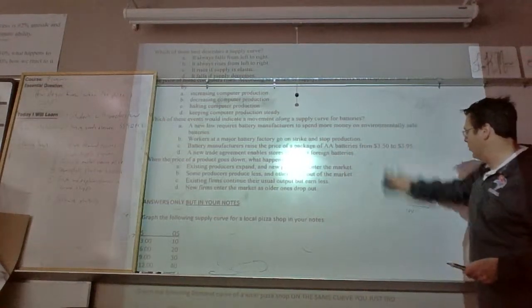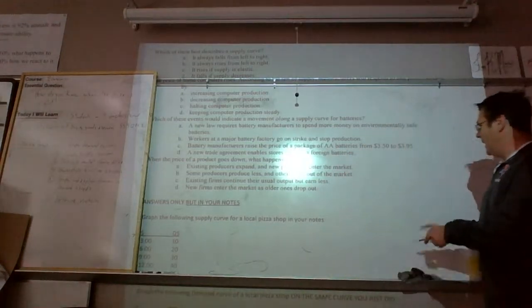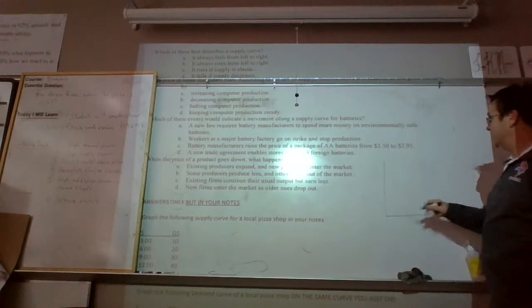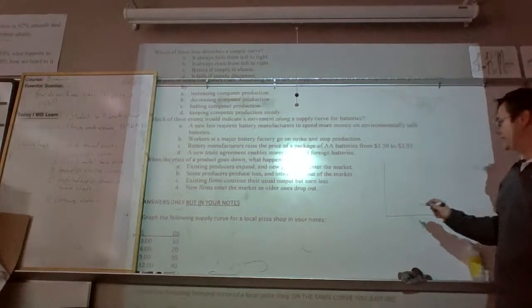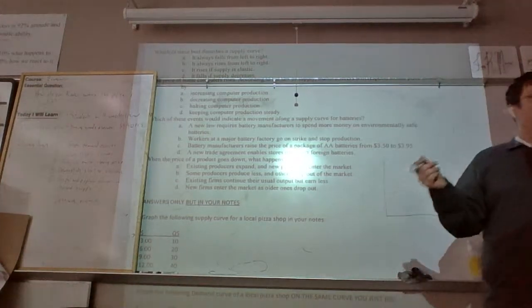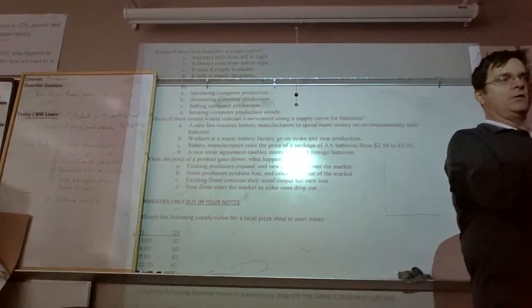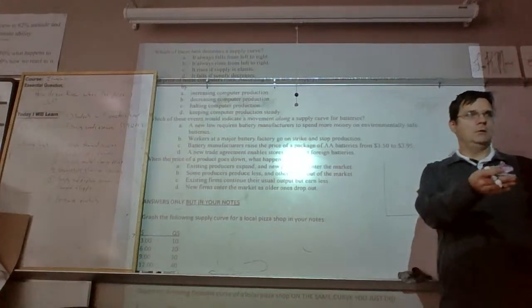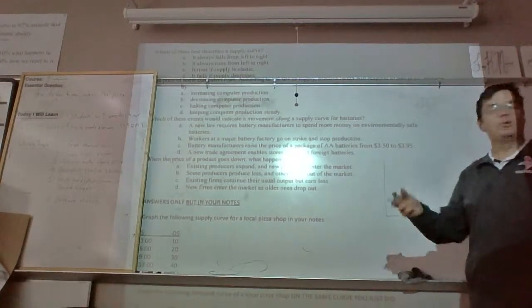And then yesterday we moved into supply. And we said supply curves go the opposite direction. They go this way. Why? For instance, does anybody here want to own their own business? What do you want to do? Maybe something with computers. Let's say you're going to sell computers.